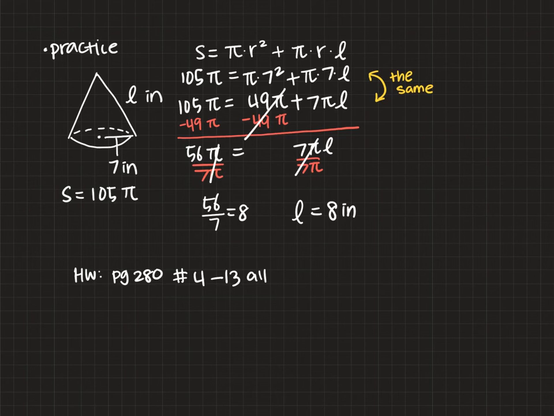And for 13, you have to find the material that's used to make a Vietnamese hat. Basically, it's kind of like finding the area of the label, or the lateral area. So you don't have to find the base, which is the circle part, but you just use pi times r times L to find the lateral side area of the hat.